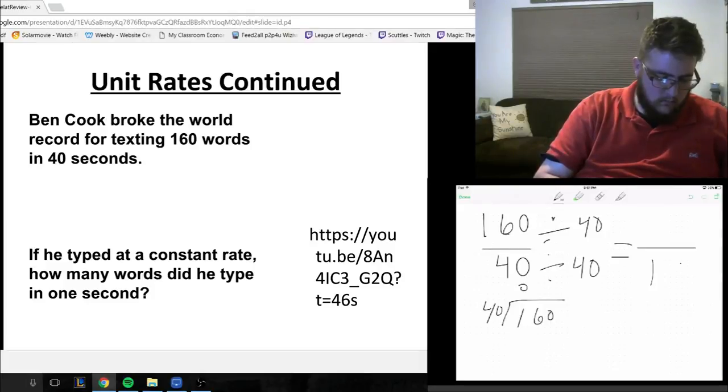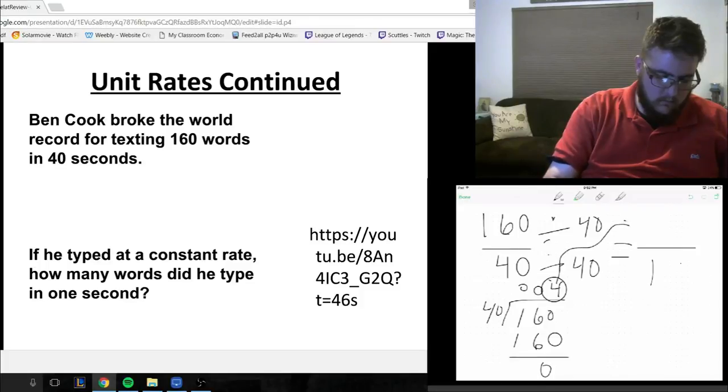So, 40 does not go into 1, so we'll write a 0 up there. 40 does not go into 16, so we'll write another 0. 40 does go into 164 times, and 4 times 40 is 160, so we'll be left with 0, and that will be our answer. So the 4 we'll go ahead and throw up top.